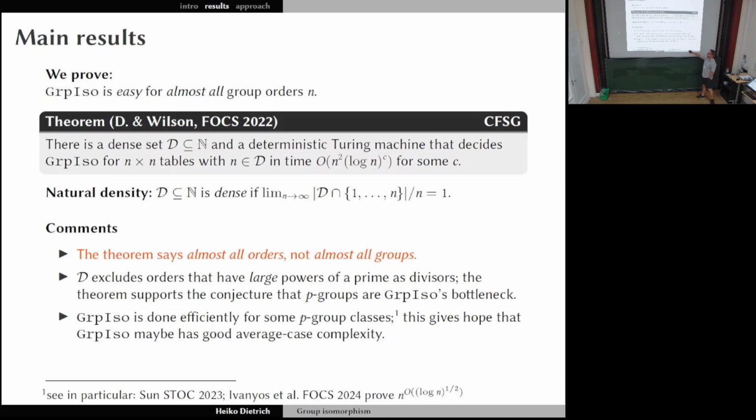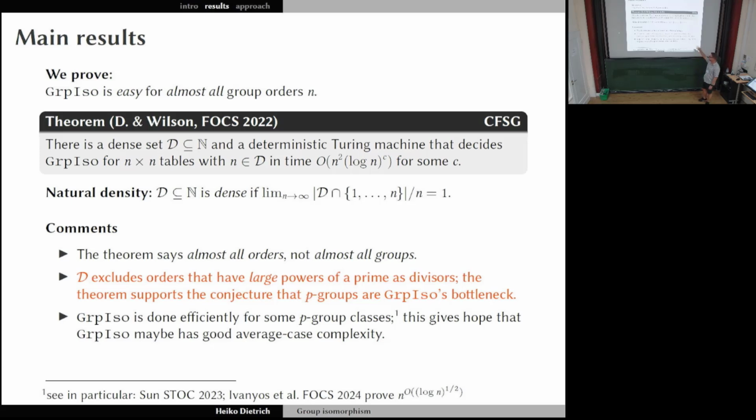A couple of comments are in place, and that's really important. We say almost all orders, not almost all groups, right? It's well known that all the groups don't distribute evenly among all the orders. There's one group for prime orders, but there are many, many groups for prime power orders. So we just consider orders, not all groups. Secondly, but not surprisingly, our set of orders excludes orders that have large powers of a prime as a divisor, and large with respect to the original size n.